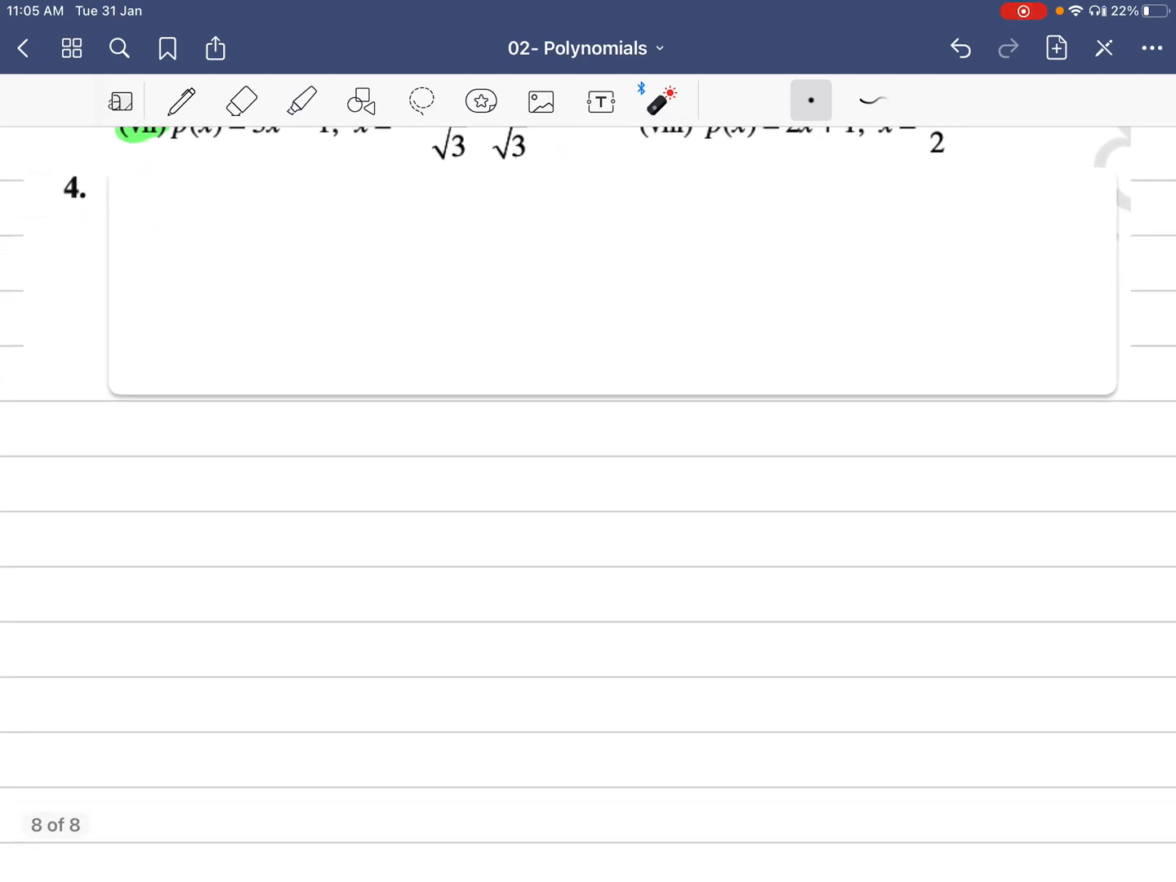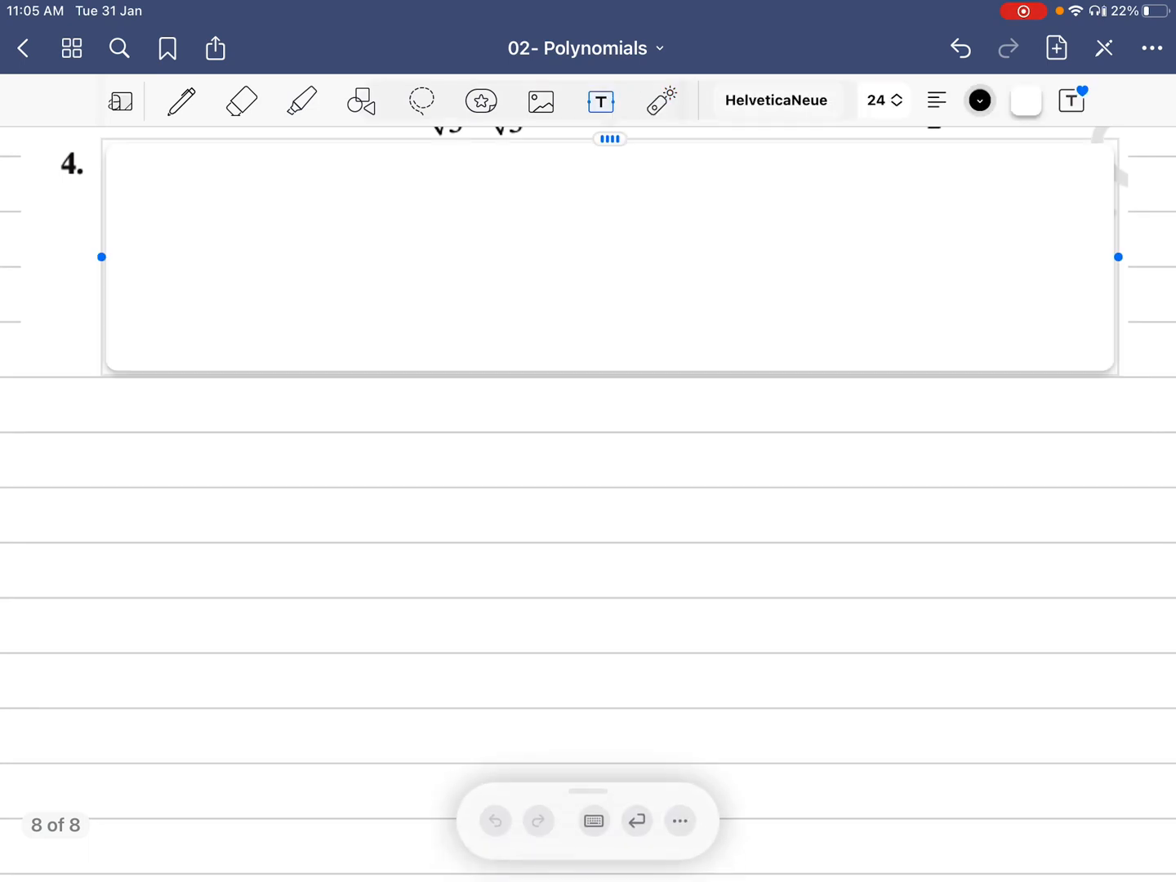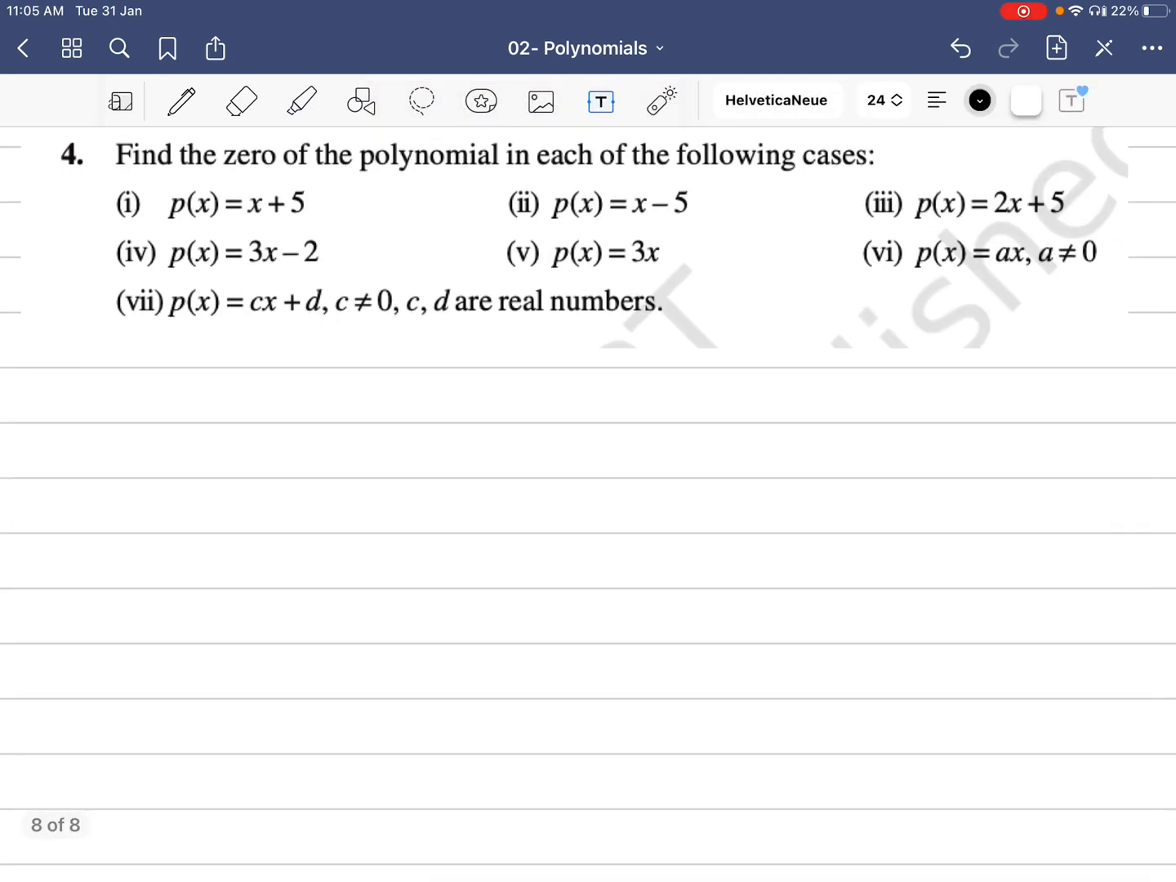Now let's move to problem number 4. I'm going to remove this. Problem number 4 asks, find the zero of the polynomial in each of the following cases. So we have to find the value of x such that p of x will be equal to 0. That is the definition of zero of a polynomial. Now, how do we do that? In order to do that, we just assign p of x equal to 0, and solve the equation.